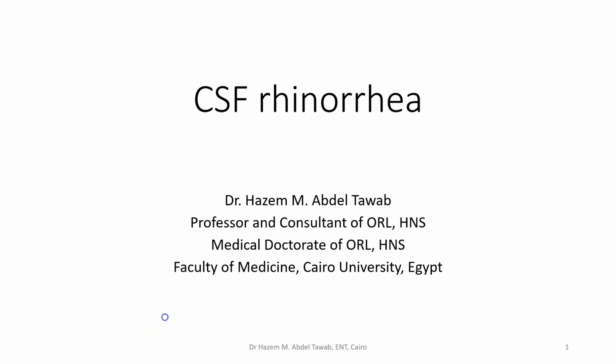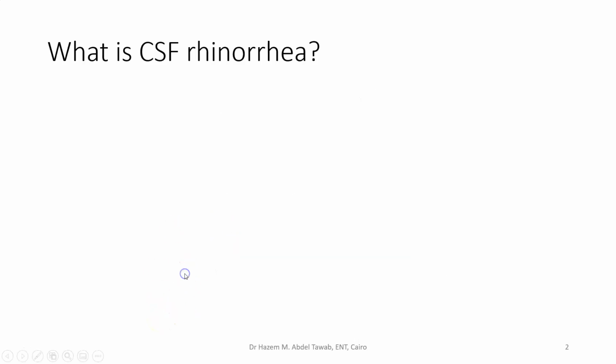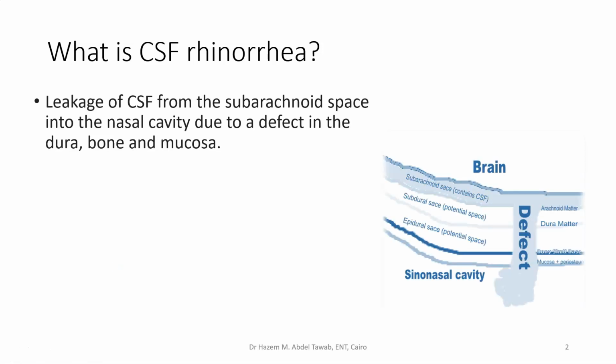So starting with the first slide. What is actually CSF rhinorrhea? In order to understand this, we need to see this picture. This picture here is showing the sinonasal cavity and the brain. Between both there are different layers. So in order to have a CSF leak in the nose, we need a breach here.